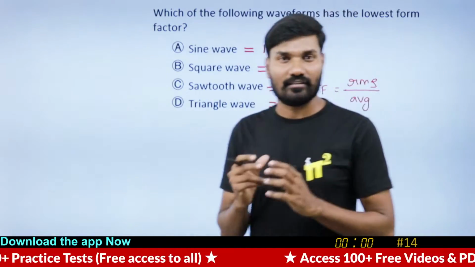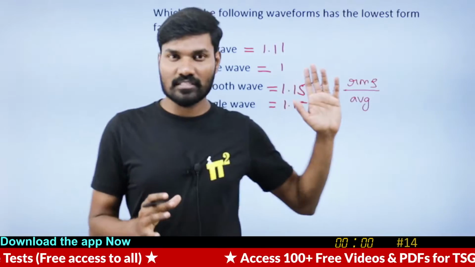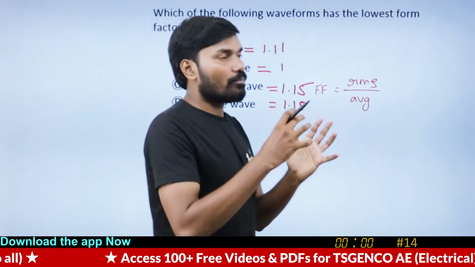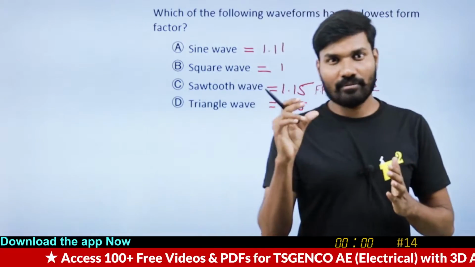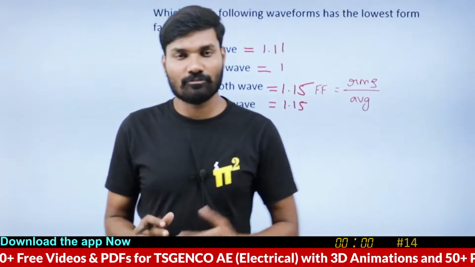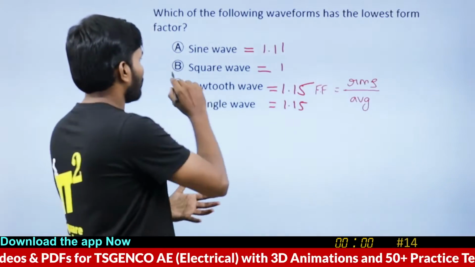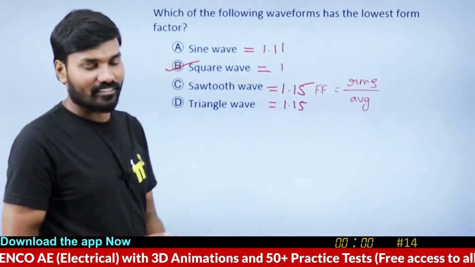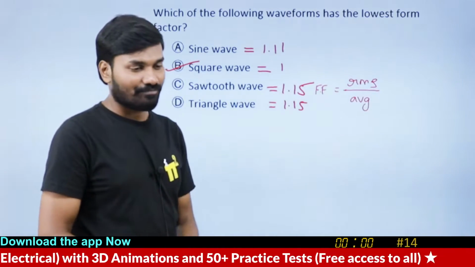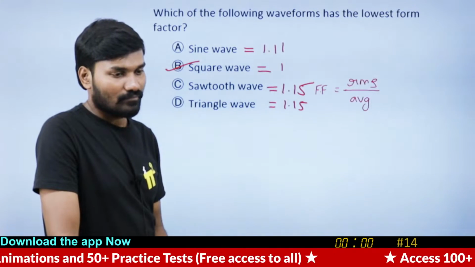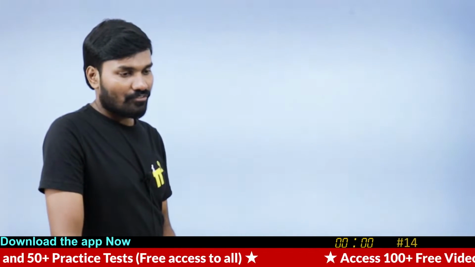They'll tweak a bit. That's what I'm trying to say when I'm explaining these questions. In different exams, they may not exactly copy and paste the question, but they will tweak a bit. The concept remains the same. You have to focus on the underlying concept. So that's the answer. Square wave is the least among these. Anyways, moving on to the next.